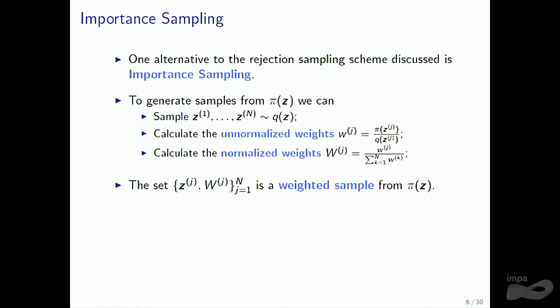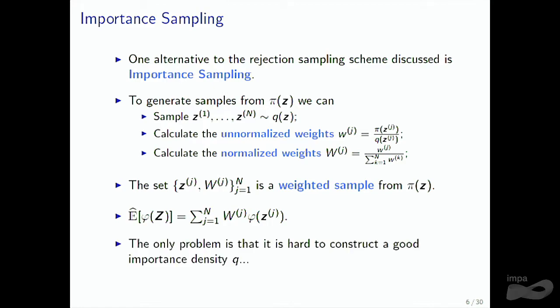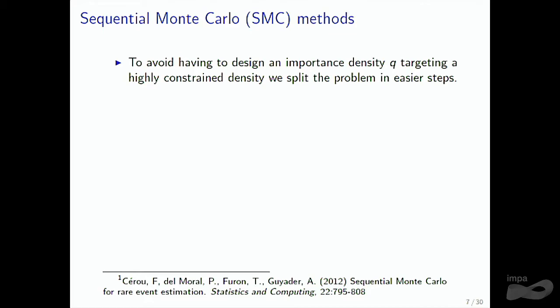So given a weighted sample, what you can do is to approximate an expectation of any test function phi as something like this. So it's a weighted average of the functional applied to the jth sample. So this is very simple, but it will help to understand some of the algorithms I will present. The only problem here, and that's where the difficulty is, is that in general it's very hard to construct a good importance density Q. Okay? So what is the idea here?